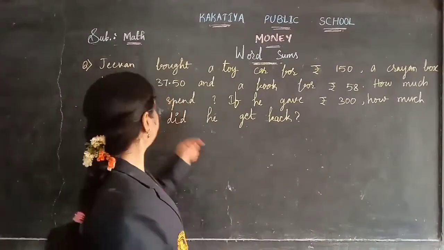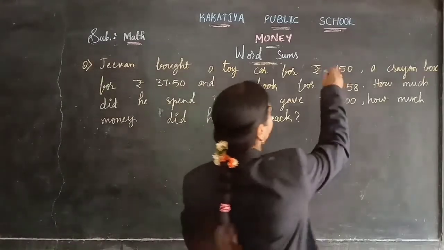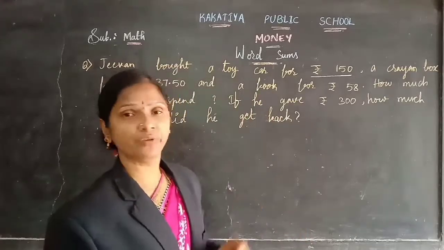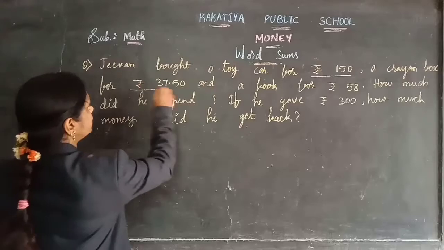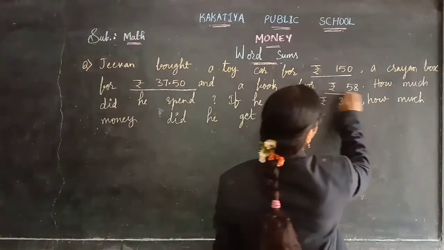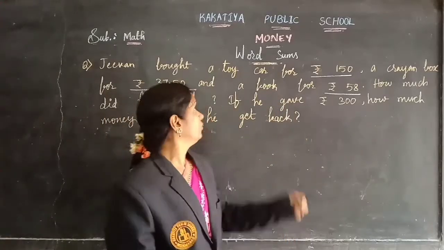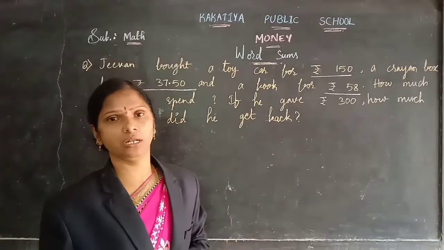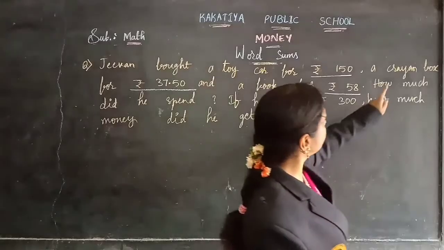Let's do this problem here. Jeevan bought a toy car for 150 rupees. Means its toy car cost is 150 rupees, children. A crayon box for 37 rupees 50 paise and a book for 58 rupees. Means Jeevan bought three things, which are toy car, crayon box and book, and their costs are also given here. So what do we need to do with this?